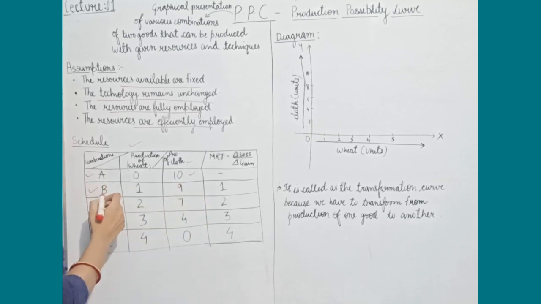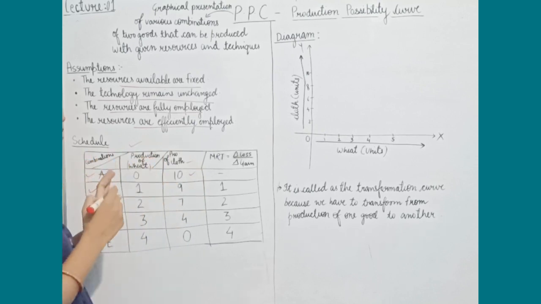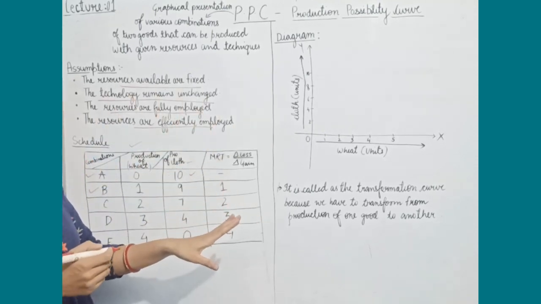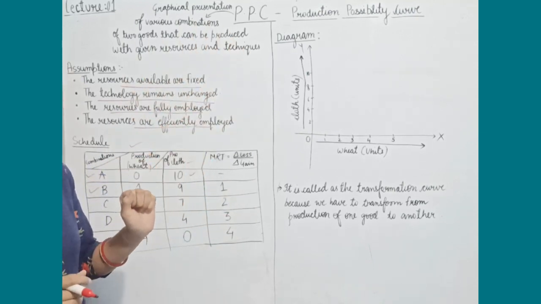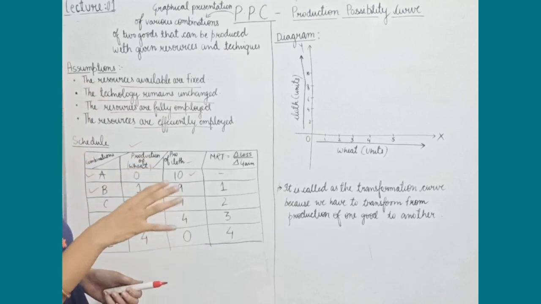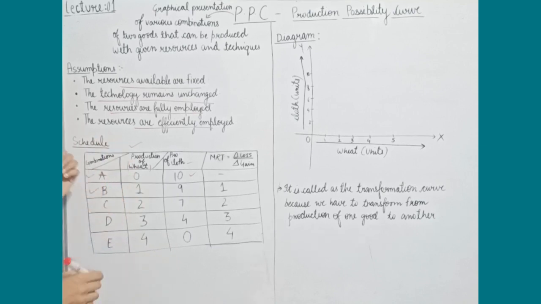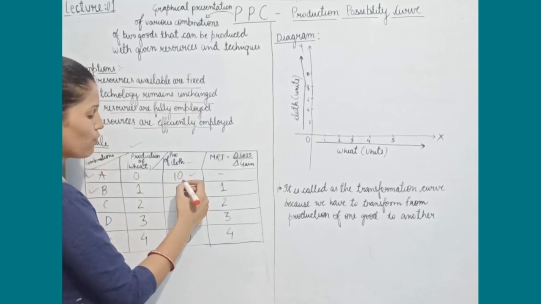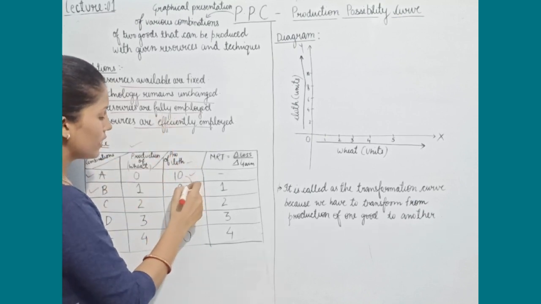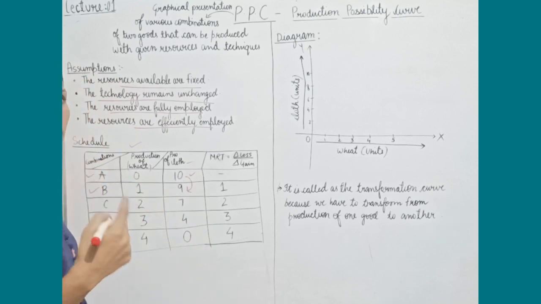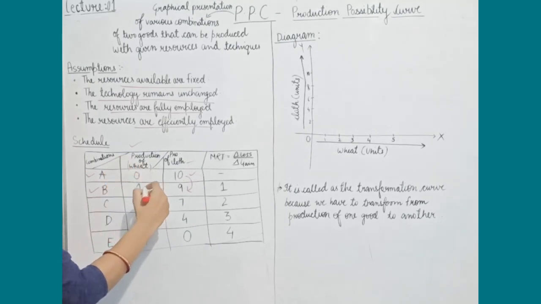Next, in combination B, if we want to increase the production of wheat, we have to reduce the production of cloth. We have to reduce some units of cloth. So we will take some units out of the cloth and utilize those resources in the production of the second item, that is wheat. Here we have sacrificed 1 unit. Earlier it was 10 units and we have reduced it to 9. So we have reduced 1 unit of resource, and we have used that resource in the production of wheat.